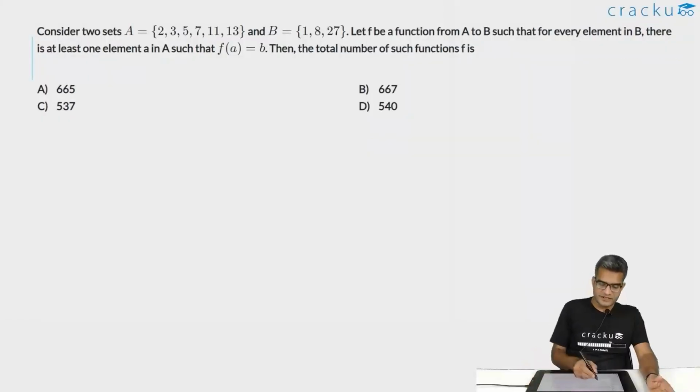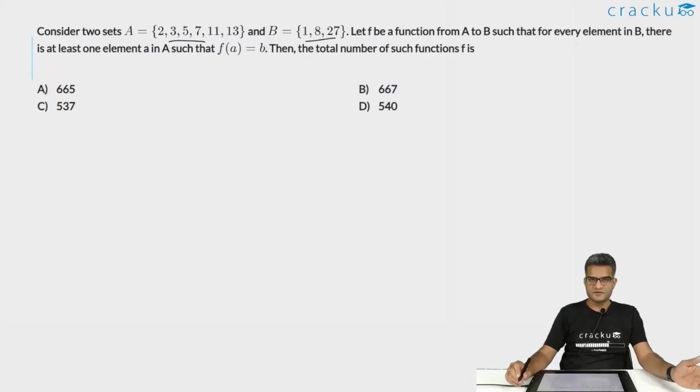In this question, we are told that there are two sets, set A and set B. There is a function f which goes from A to B such that every element from B has at least one element from A. We are required to calculate the total number of such functions.